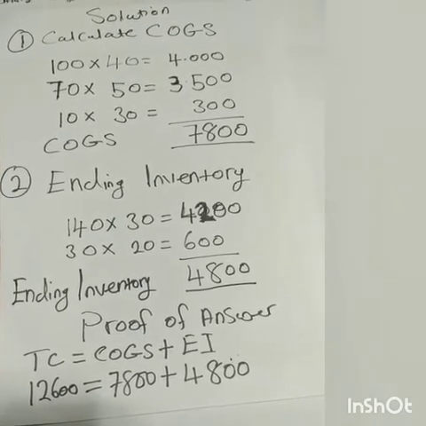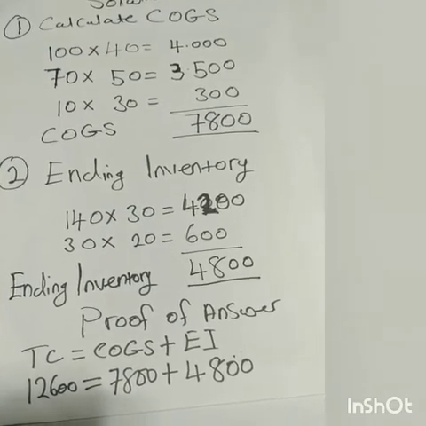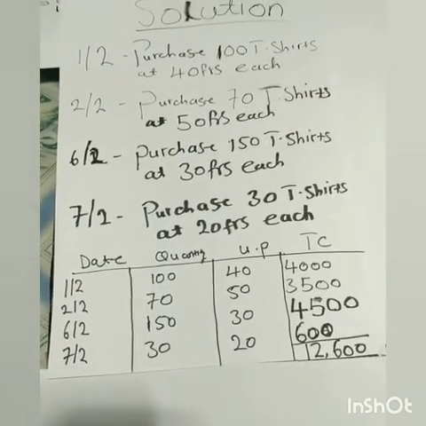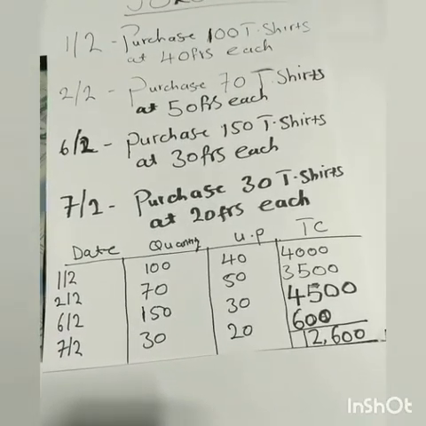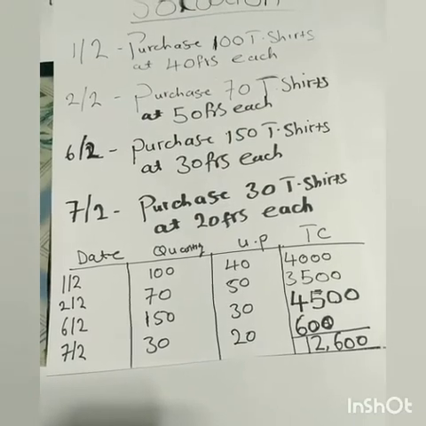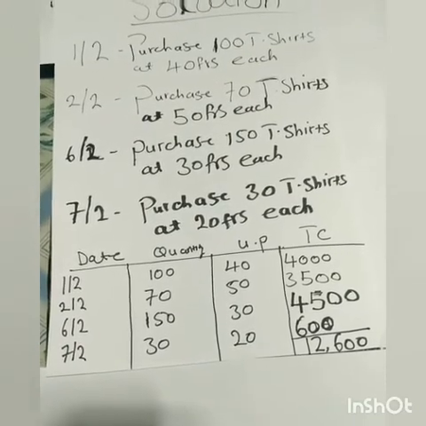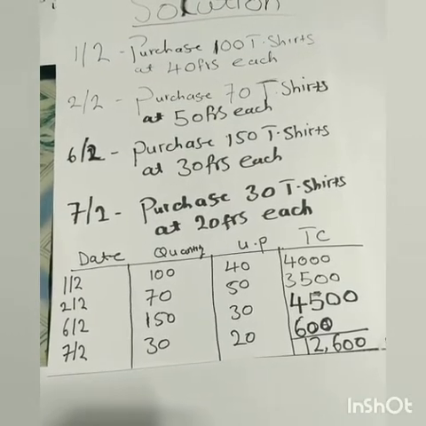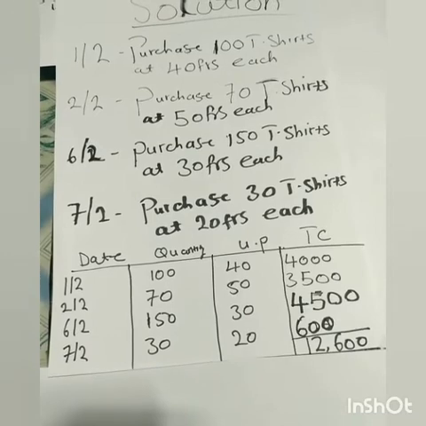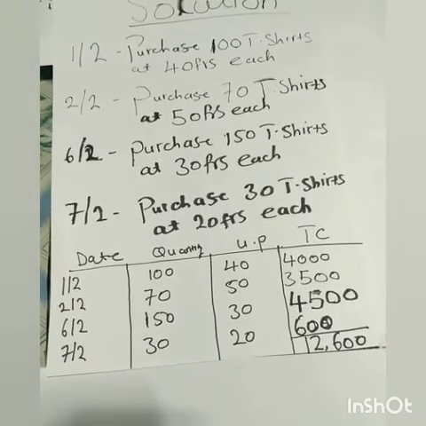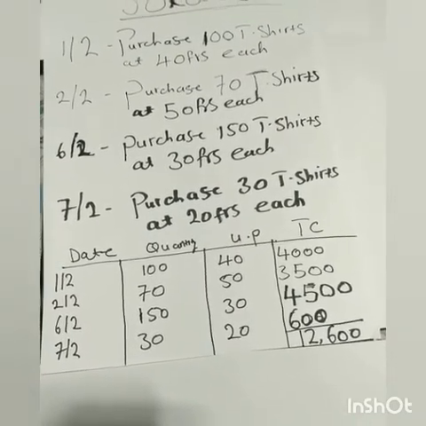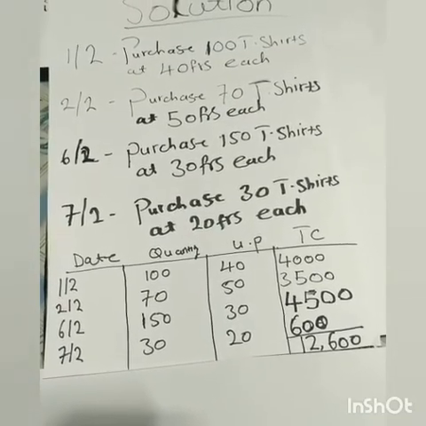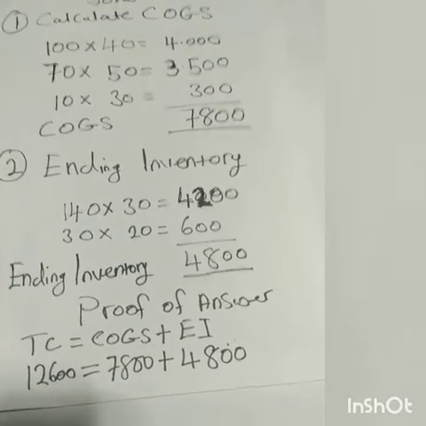So the first transaction that occurred on the 1st of February is they bought 100 t-shirts at 40 francs each. So what do we do? You can see here 100 t-shirts at 40 francs each. The second, we have 70 t-shirts at 50 francs each, and the third, on the 6th of February, they purchased 150 t-shirts at 30 francs each, and the last transaction is they purchased 30 t-shirts at 20 francs each. So what do we do? We have to start by selling the t-shirts that occurred on the first, which is 100 t-shirts.